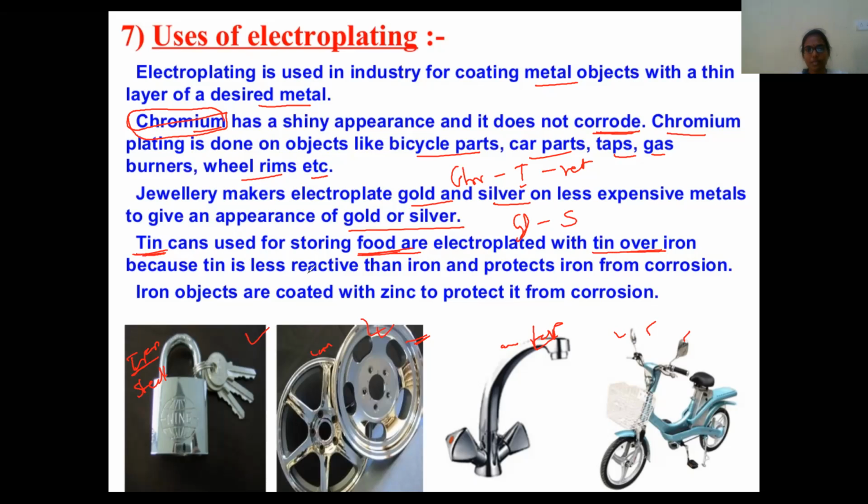Because tin is less reactive than iron, it protects iron from corrosion. Iron objects are also coated with zinc to protect them from corrosion. We're going to use that.